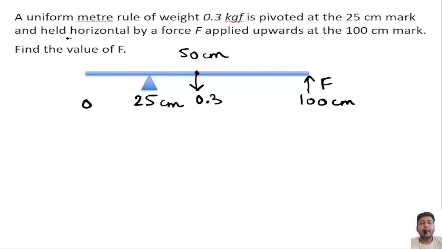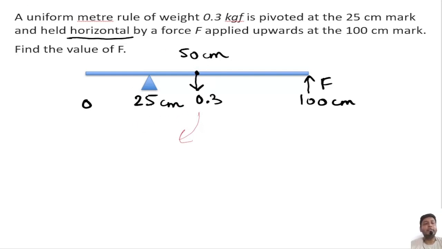It says that it is held horizontal. Horizontal means it is in equilibrium, stable equilibrium, which we just studied. So in stable equilibrium, what is the condition? The clockwise moment and the anti-clockwise moment should both be equal. First, let us find out which force is bringing clockwise moment. The weight of the ruler will tend to bend the ruler in this direction, so it is bringing clockwise torque.